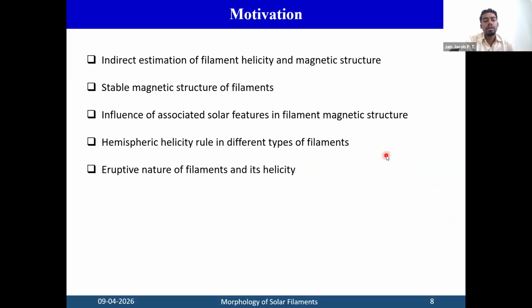The motivation of the work is, as we discussed, that there is no observation of the coronal magnetic field for the filament magnetic structure. So we have to detect the magnetic helicity and magnetic structure. We have to use some indirect methods to estimate its magnetic structure or helicity. And we have to find the stable magnetic structure of the filaments, and how the associated solar features influence the filament magnetic structure. Also, we try to estimate the magnetic helicity rule in different types of filaments, and the eruptive nature of filaments and its helicity relation.